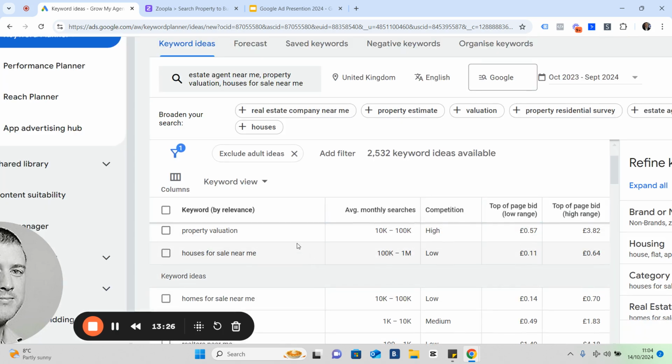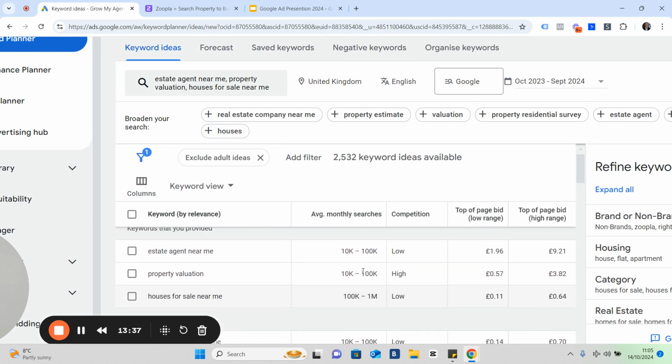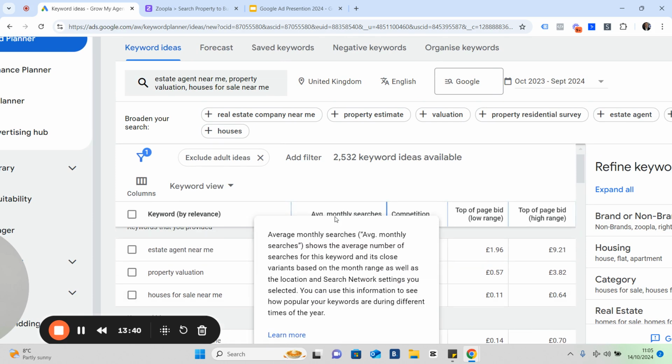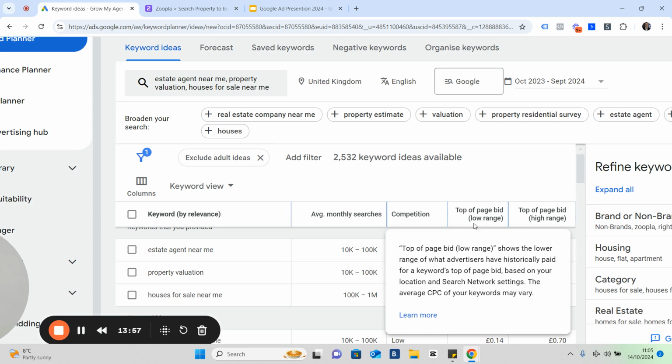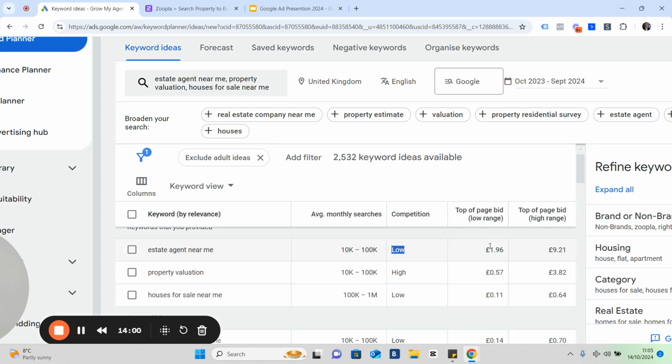What it's doing is giving me a search volume. How many people have actually done a monthly Google search from September 24 to October 23? So it's giving me a good chunk of time, and it's telling me the average monthly search volume for these particular phrases. So, estate agent near me is between 10,000 and 100,000 with low competition. Now I do take these with a pinch of salt, but the top of page bid low range is telling me £1.96 to £9.21. So it can range from that.